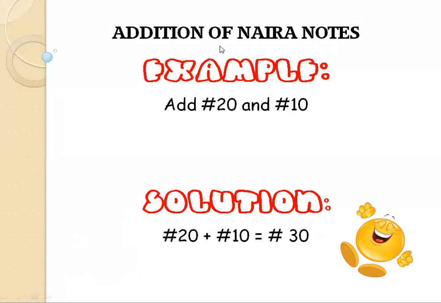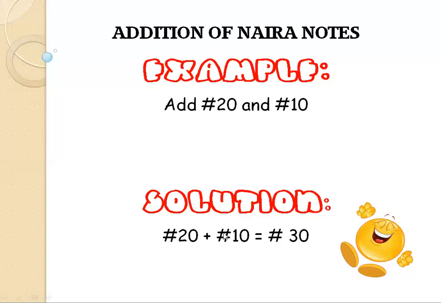Now let's look at addition of Naira notes. Remember that for Naira notes, your Naira sign is going to be before the number. When we talk about kobo, your kobo will be after the number. But for your Naira, the Naira symbol will be before the number. So add 20 Naira and 10 Naira. That is 20 Naira plus 10 Naira.